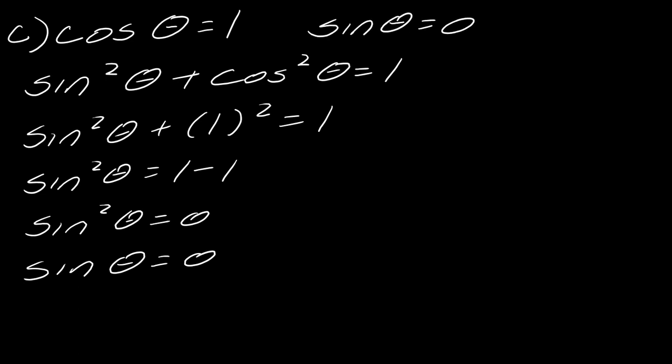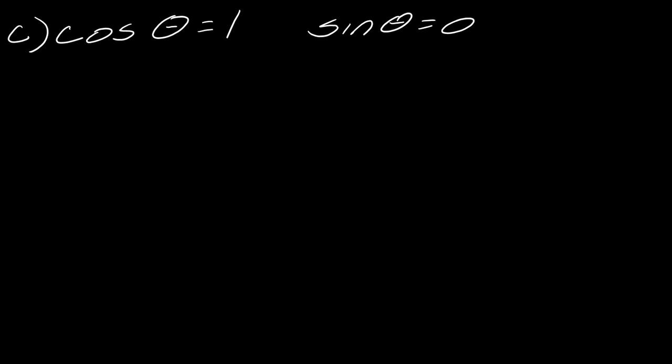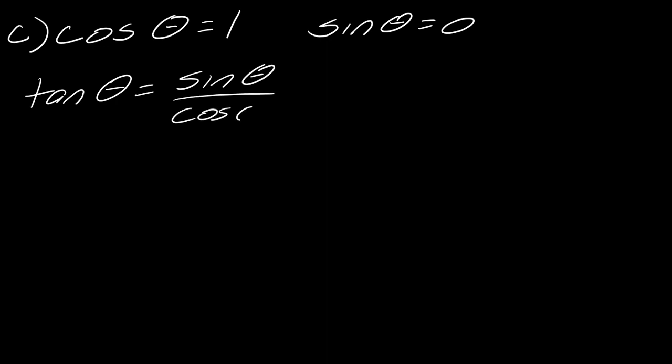Okay, let me clear some space. Next I have tangent of theta is going to be sine of theta over cosine of theta. So that's 0 over 1, so this will just equal 0. So I'll note that here. Tangent of theta equals 0. And from here, now it's just using the reciprocal functions. So I'll clear some space.